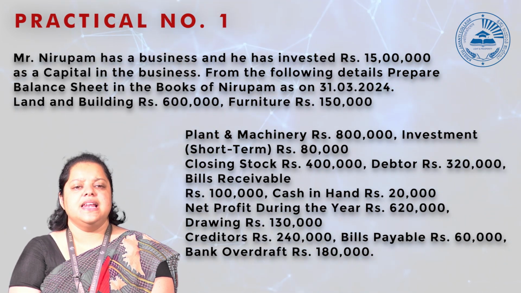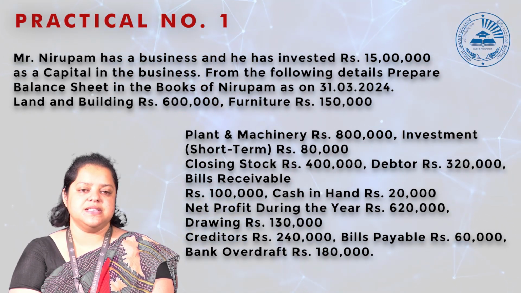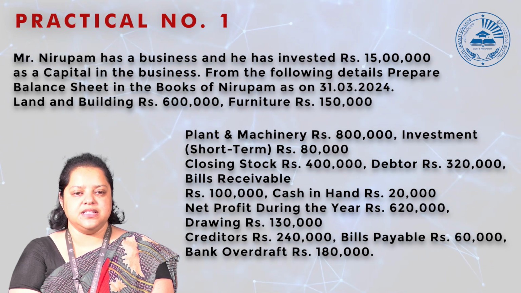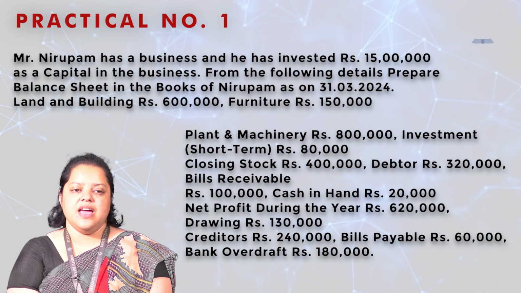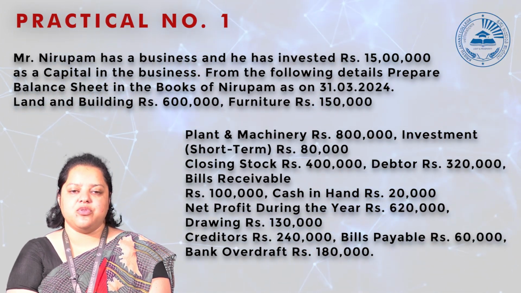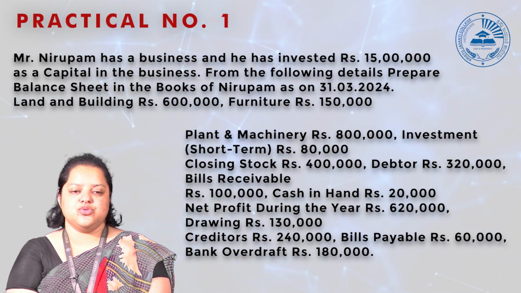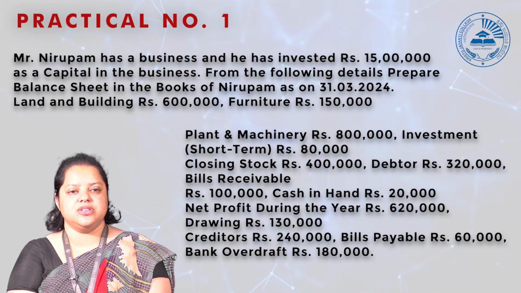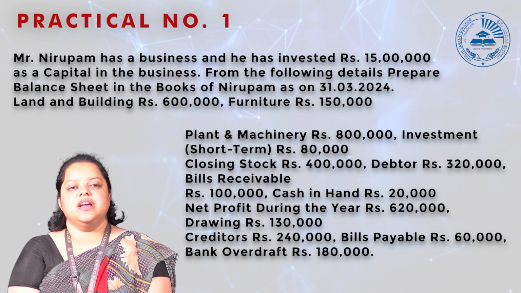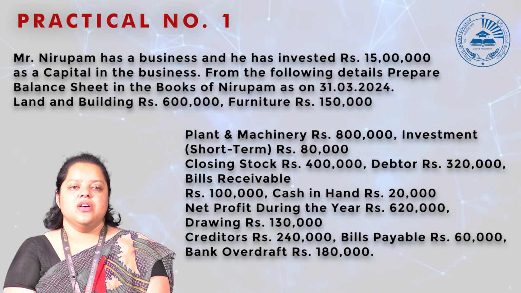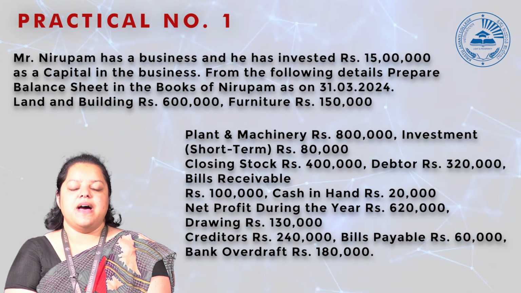2024. Land and building is 6 lakh, furniture is 1 lakh 50,000 and plant and machinery is 8 lakh. Investment short term is 80,000 and we have the closing stock, debtors, bill receivable and cash in hand. During the financial year we have net profit 6 lakh 20,000 and drawing is 1 lakh 30,000. Creditors 2 lakh 40,000, bills payable and bank OD are also there. Based on whatever items and information are given, we need to prepare the balance sheet.